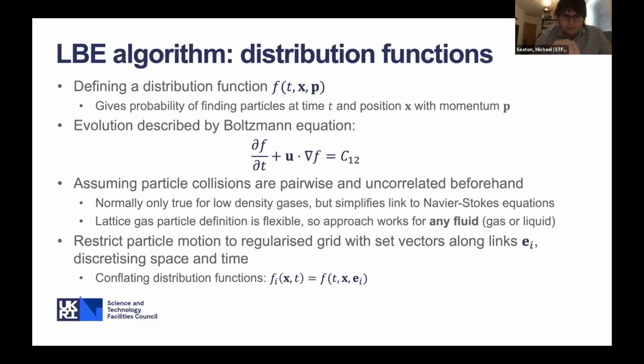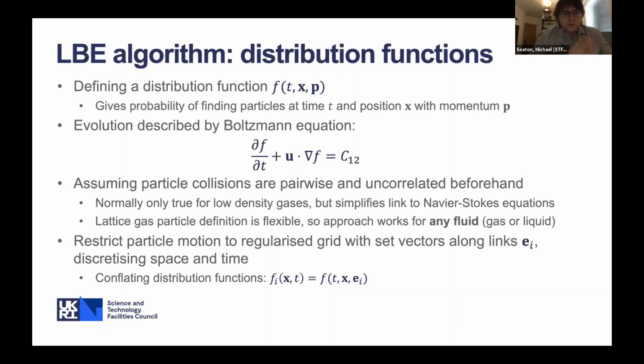But what we're going to assume is that the collisions between, so I should say the left-hand side of that equation is essentially like the free streaming or propagation. The right-hand side is the collisions. But what we can assume is that the particle collisions are pairwise and they're not correlated. The particles are not correlated before they enter a collision.